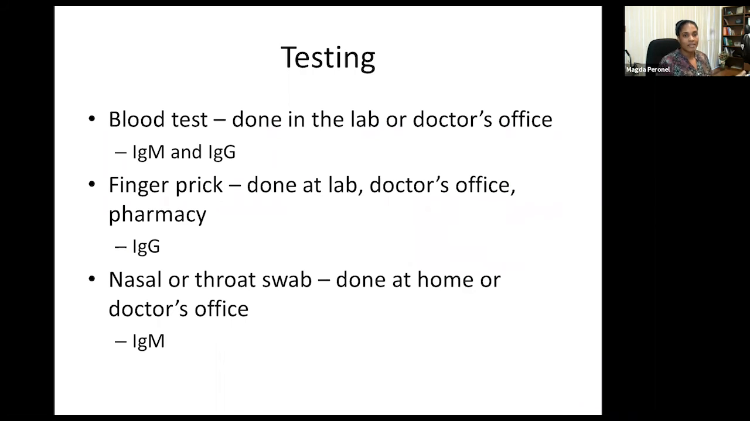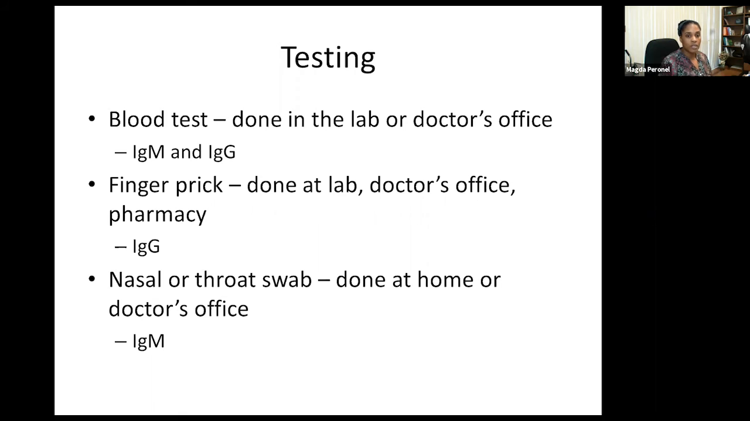All right, so testing, basically a blood test done in the crook of your arm. It could be done in a lab or in a doctor's office. If it's done in the lab, your doctor can give you a prescription to get that done. The proteins that are tested through blood are IgM and IgG. I will explain that in the next slide.